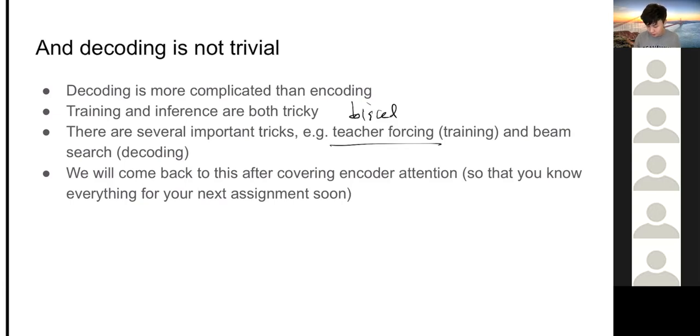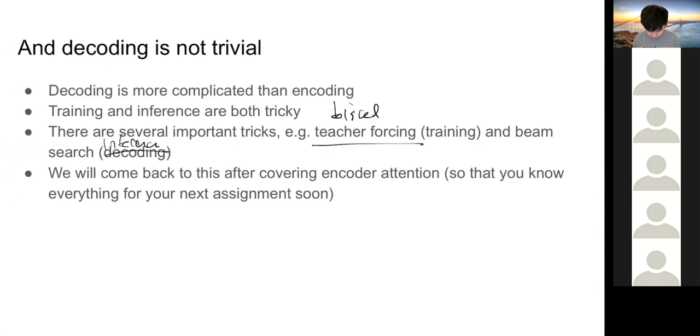Another important strategy is something similar to beam search, where during decoding, you want to explore a lot of possibilities so that you don't get stuck in local minima. But we'll come back to this after covering encoder attention so that you have everything you need for your next assignment soon. So I think it's good that in today's lecture, we had enough time to cover everything we need.